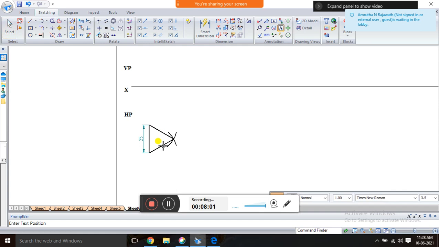Next, once you draw the top view, you have to name it. You have to give the naming. So here this point is there, second point and third point. In the triangle there are 3 points. If it is a square, 4 points. If it is a rectangle, 4 points. If it is a pentagon, 5 points. Like this you have to give the points name.